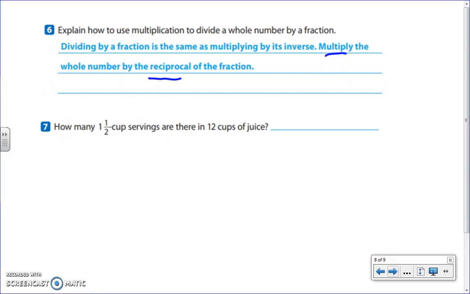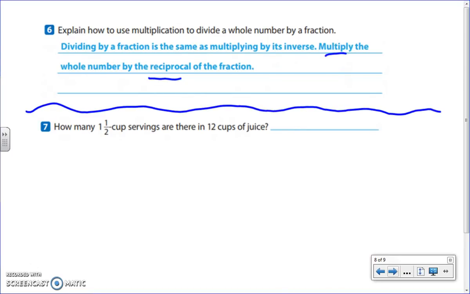Okay. It says how many 1 1/2 servings are there in 12 cups of juice? Okay, so this is a separate problem, a whole different thing. We're not talking about the fifths model anymore. We're talking about how many 1 1/2 cup servings are there in 12 cups of juice. So what I need to figure out is how many 1 1/2s fit into 12.